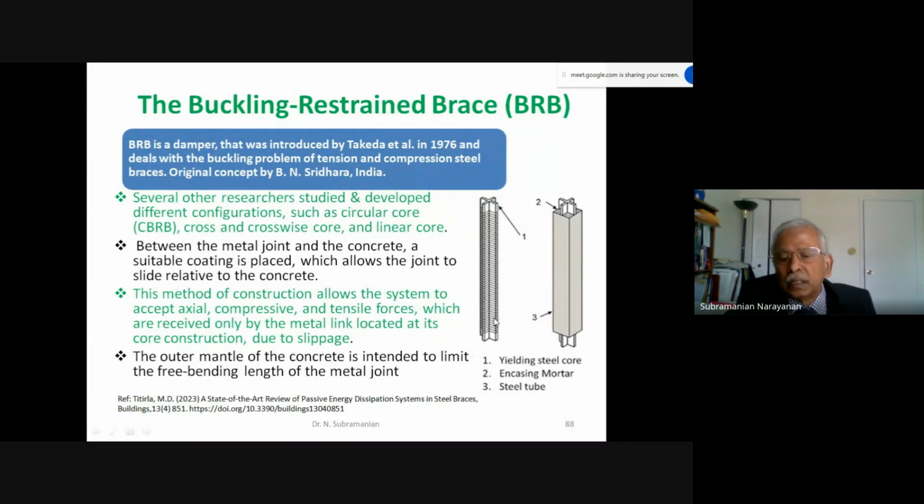Between the metal joint and the concrete, this is the concept of this BRB. This is a cross-shaped element inside the steel tube, which is grouted with mortar. This method of construction allows the system to accept axial compressive and tensile forces, which are received only by the metal link, this one, located at its core, without buckling due to slippage. The outer mantle of the concrete is intended to limit the free bending length of the metal joint.